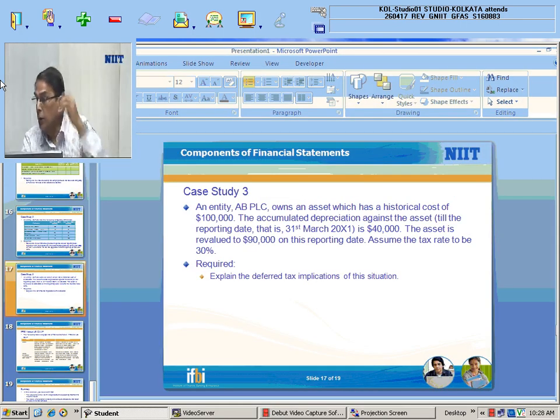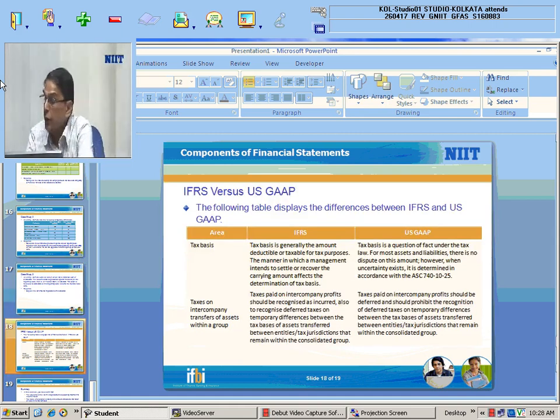Last thing we'll talk about the difference between IFRS and US GAAP so far as accounting for current taxes and deferred taxes are concerned. So we'll talk about the difference between IAS 12 and the relevant provisions in US GAAP. One area is the tax basis. Under US GAAP, current taxes and deferred taxes are covered under ASC 740. So ASC 740, there are similarities between ASC 740 income taxes and IAS 12 income taxes.